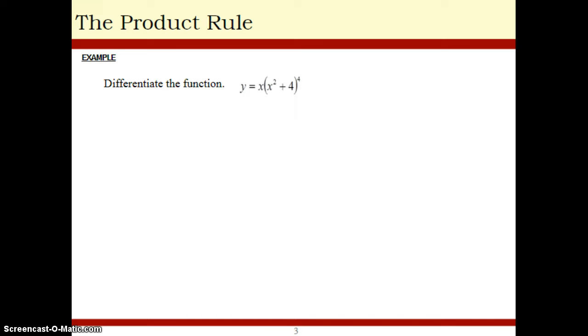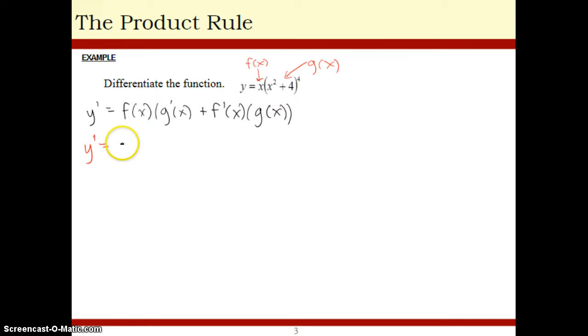Okay, so for example, if we're given the function y equals x times x squared plus 4 to the fourth, to find the derivative, y prime, we need to take f of x and multiply it by g prime of x, and then add that to f prime of x times g of x. So y prime equals f of x, which is going to be x. Our g of x is going to be x squared plus 4 to the fourth.